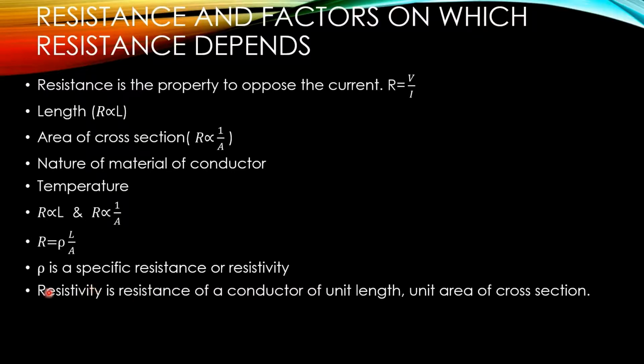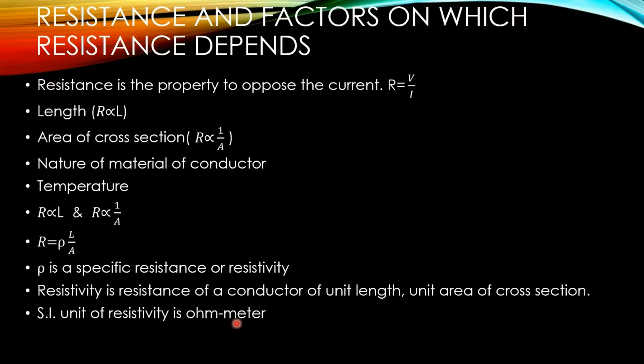Now what is the definition of resistivity? Resistivity is the resistance of a conductor of unit length and unit area of cross section. Means the resistance of a conductor whose length is unit and area of cross section is also unit. SI unit of resistivity is ohm meter.